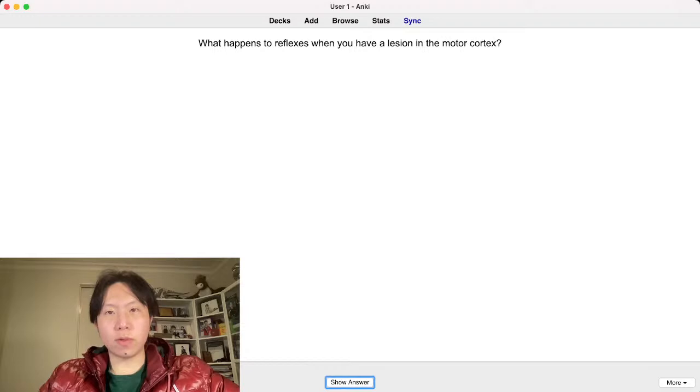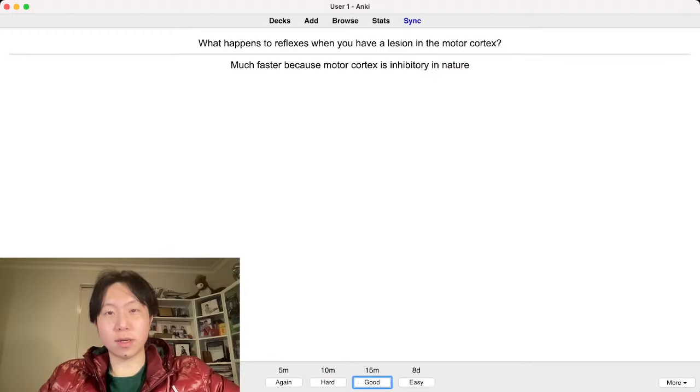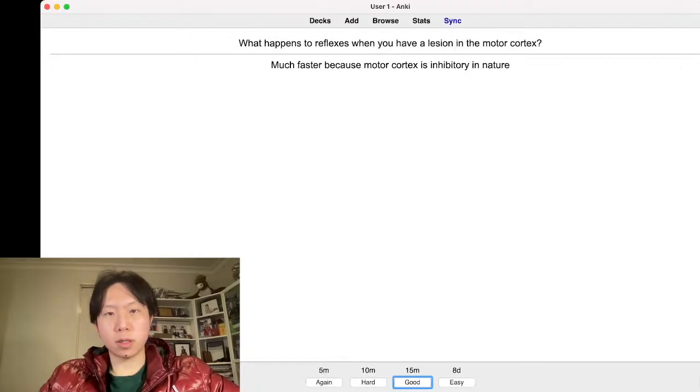What happens to reflexes when you have a lesion in the motor cortex? Faster. Oh, okay. Motor cortex is inhibitory. Yeah, I guess it'd be faster.